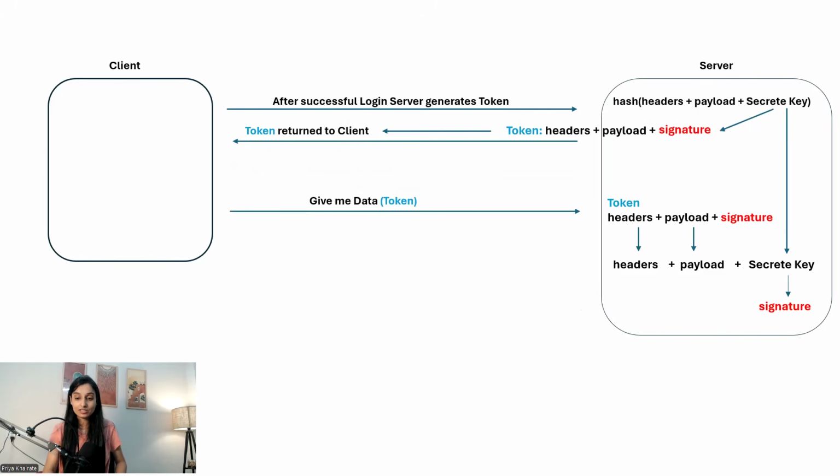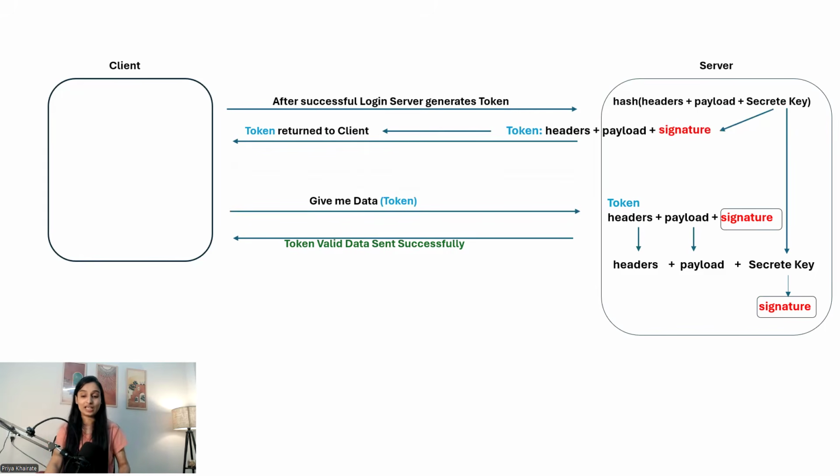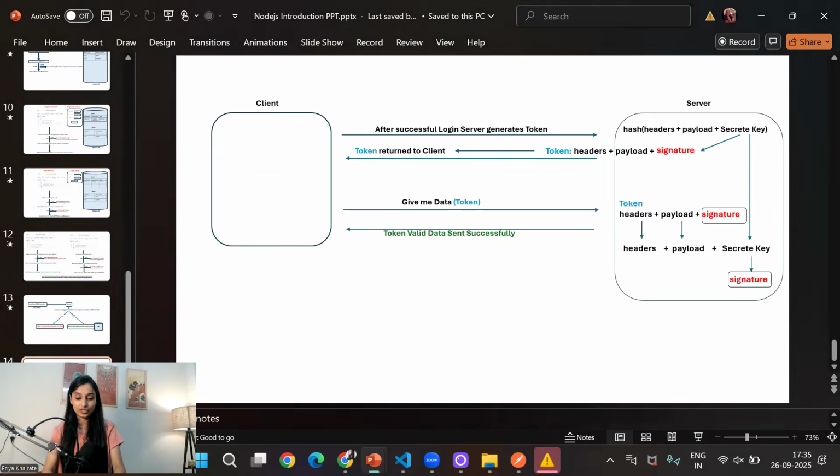And the signature which the client has sent in the token and the signature which the server has just created by using this secret key, if they both match, the server will send the data to you because the token is valid. So these two signatures will be compared. This is how your tokens work at the server side, and this is how the tokens will be generated and sent to you. Okay, so this is all about your JWT token.